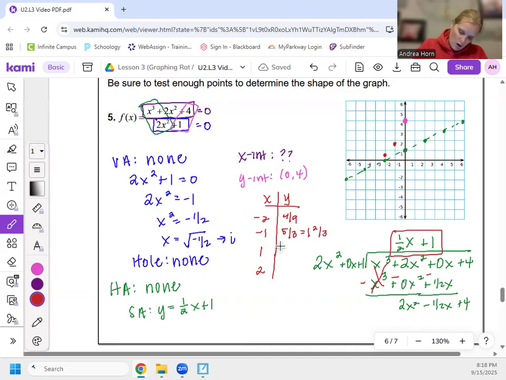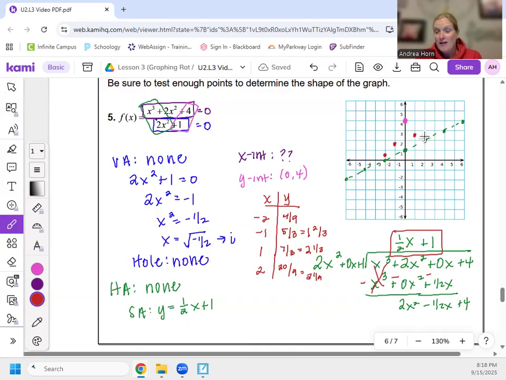When I plug in 1, I get 7/3, which is the same as 2 and 1/3. So 2 and 1/3 would be about here. And then when I plug in 2, I get 20/9, which is the same as 2 and 2/9. So that is just barely past my point right there.